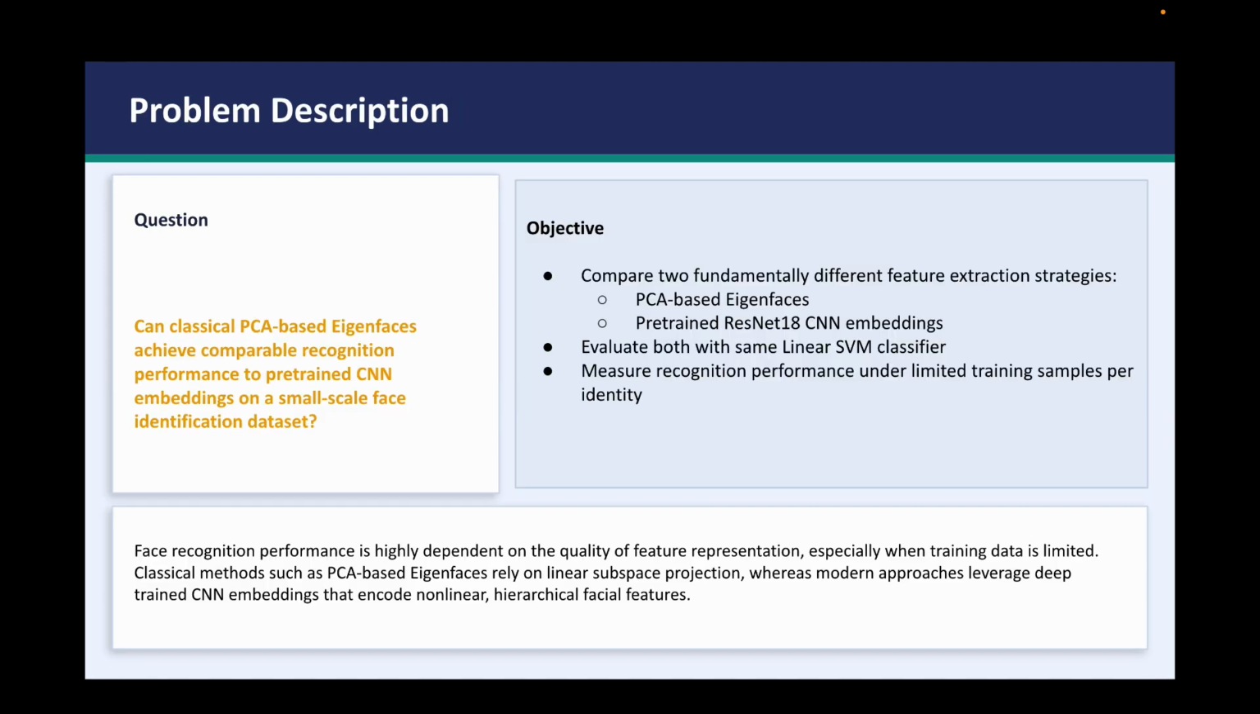So our research question is, can classical PCA-based Eigenfaces achieve performance comparable to pre-trained CNN embeddings in small-scale face recognition? We compared two fundamentally different representations: linear subspace projection using PCA-based Eigenfaces and non-linear hierarchical embeddings from pre-trained ResNet 18. Both are evaluated using the same linear SVM classifier. By keeping the classifier fixed, we isolate the impact of representation quality.